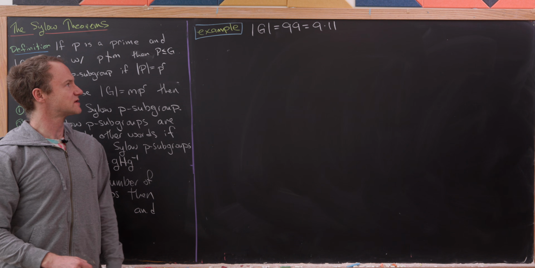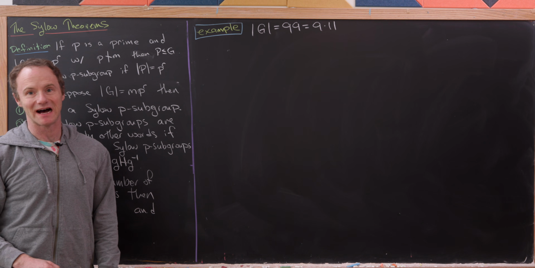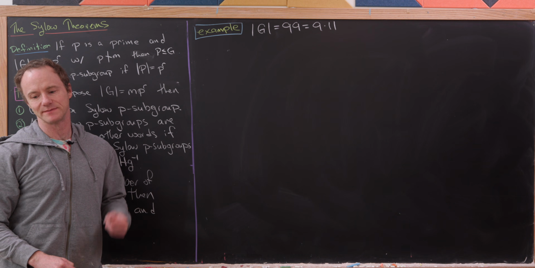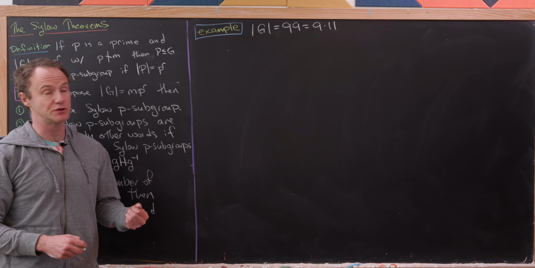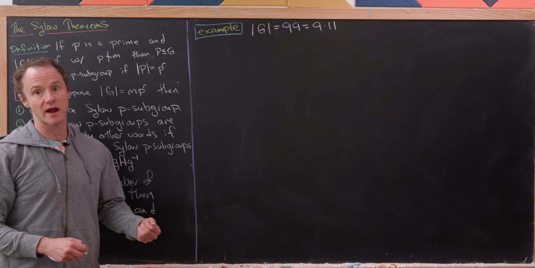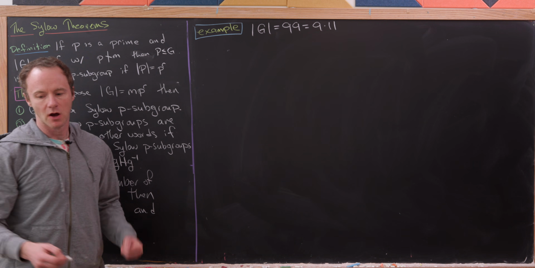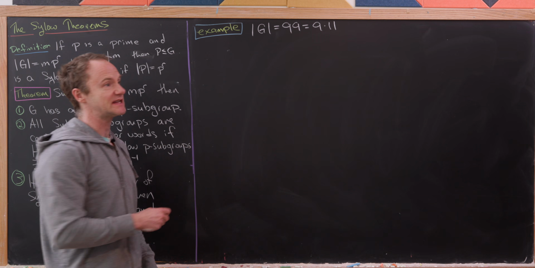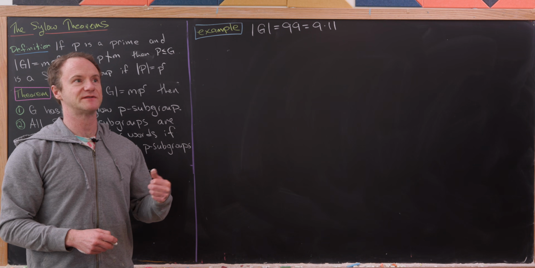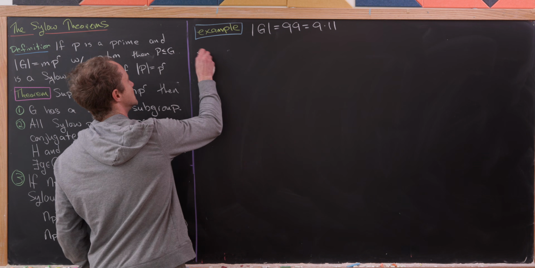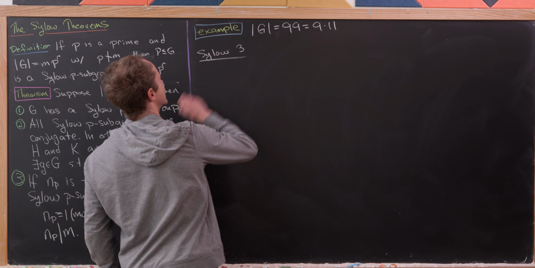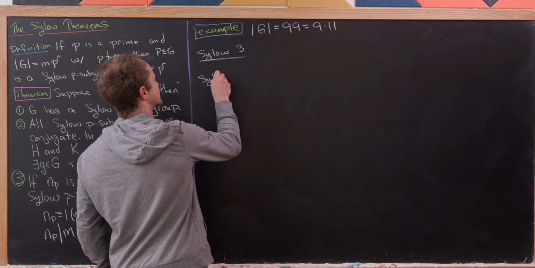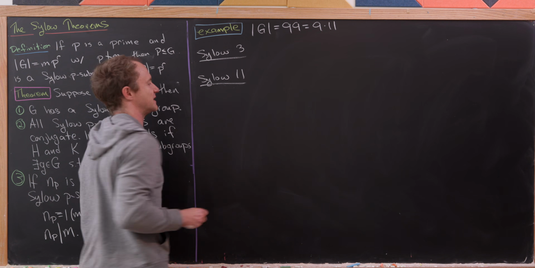Okay, so now let's look at groups of order 99. In other words, 9 times 11. So this is different than the last case because this is not the product of two primes. We have 3 squared times 11. Okay, so that means we've got Sylow 3 subgroups and we have Sylow 11 subgroups. So let's look at each of those separately. So let's say Sylow 3 goes here, and let's say that Sylow 11 subgroups are going to be talked about here.